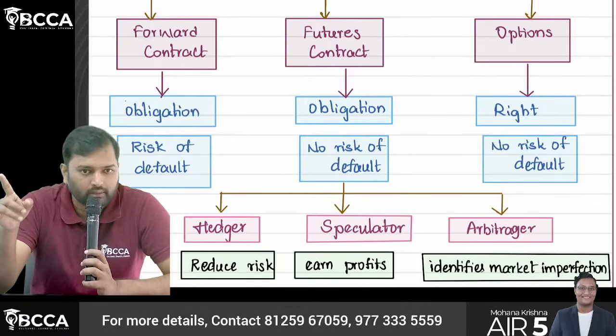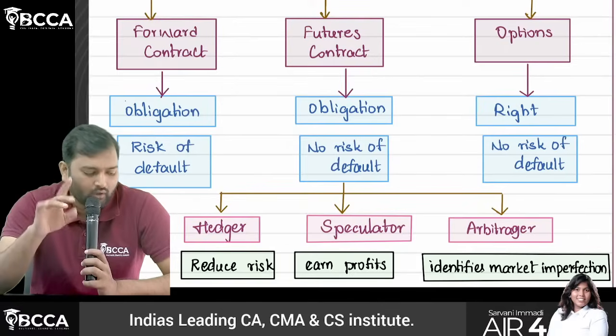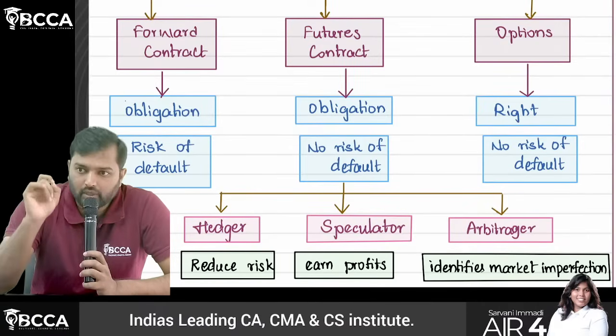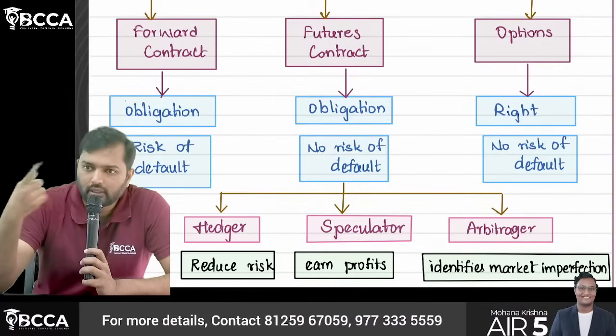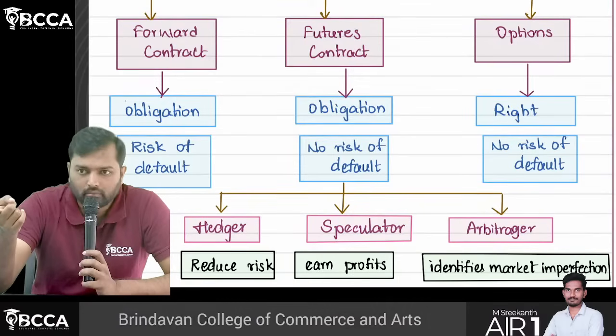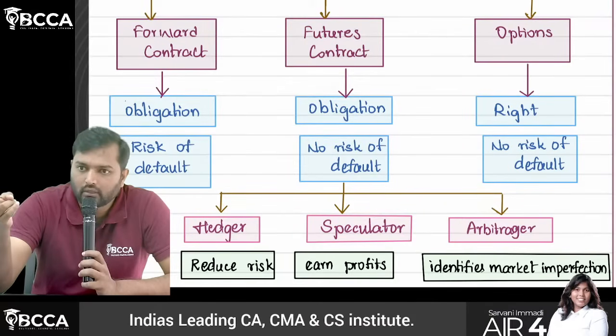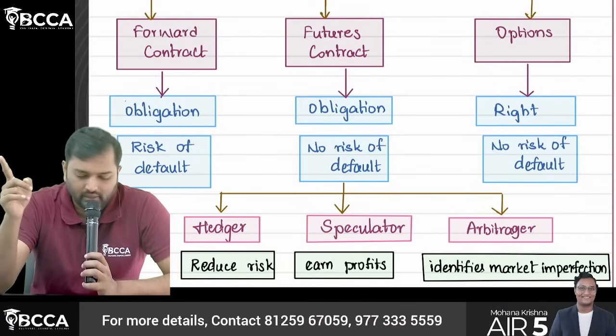Option is a right. It is not an obligation. For example, a call option gives the right to buy at the rate of 300. But if on maturity the share price is 200 rupees and I have a right to buy at 300, am I going to exercise the right to buy at 300? No, because in the market the price is 200 rupees. I am not going to exercise the right. So option is a right.